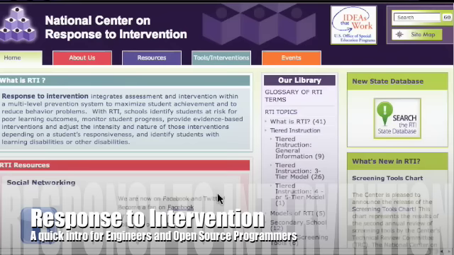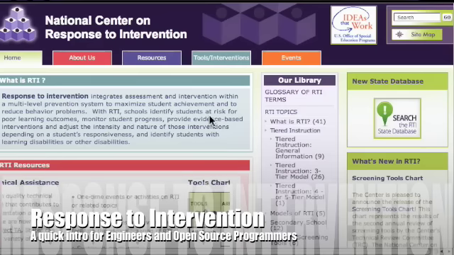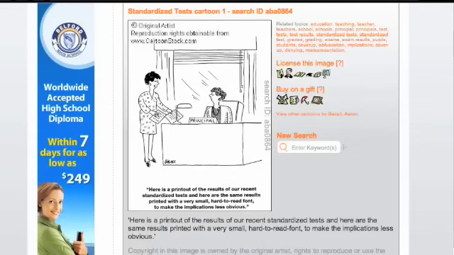Response to intervention is a popular new thing in education, and if you're an engineer, it's really quite easy to understand. The first thing you do is measure. But wait, isn't testing bad? There's a difference between what's used in response to intervention and the, quote, high-stakes tests.